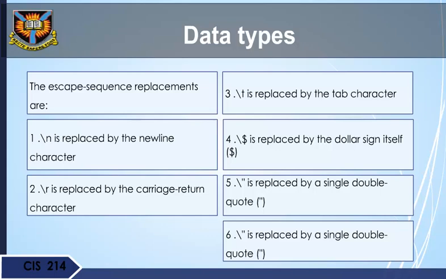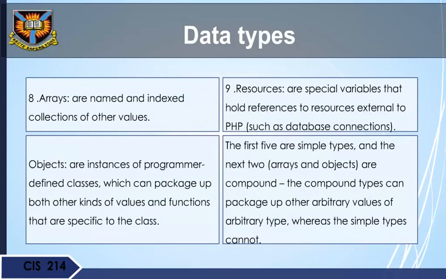Inverted comma is replaced by a single double quote. 6. Double quote is replaced by a single double quote. 8. Arrays are named and indexed collections of other values. Objects are instances of programmer-defined classes which can package up both other kinds of values and functions that are specific to the class. 9. Resources are special variables that hold references to resources external to PHP, such as database connections.